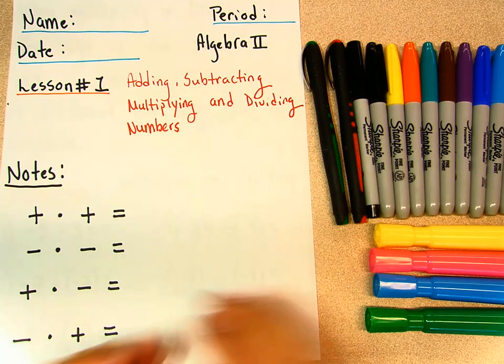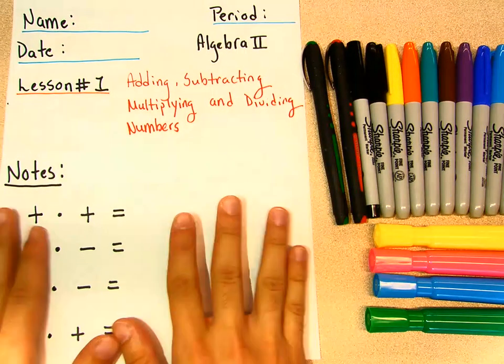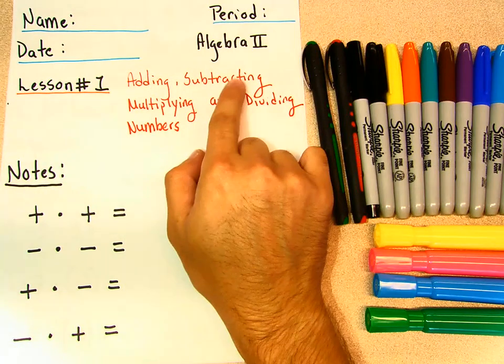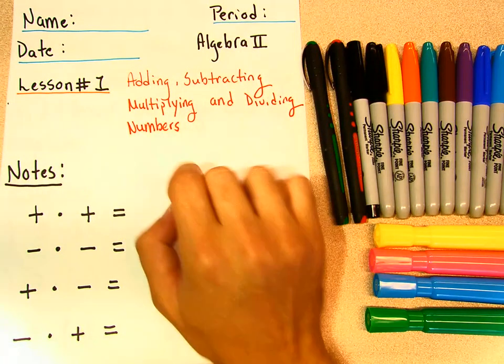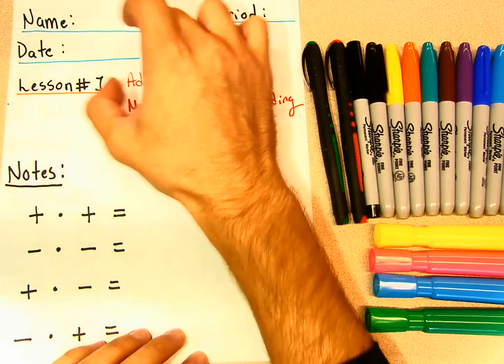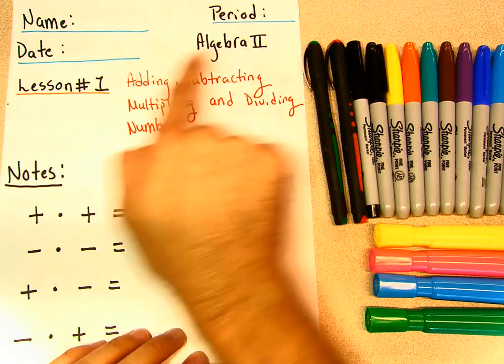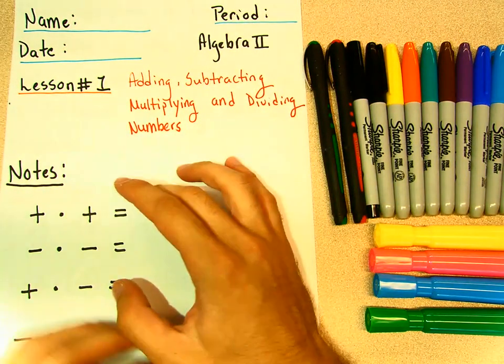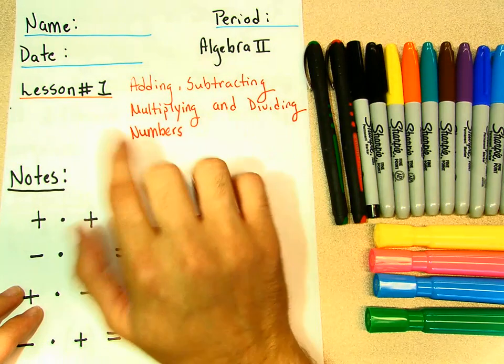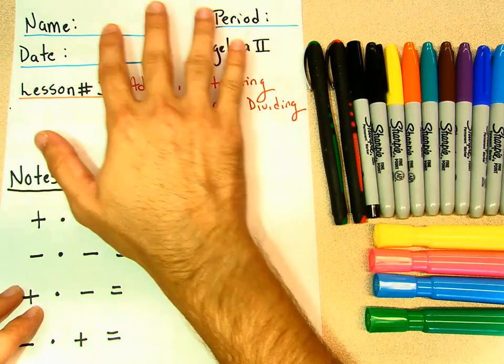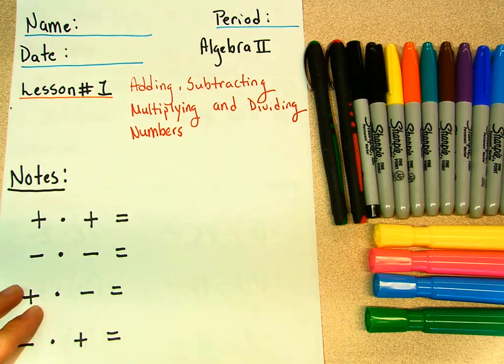All right, so, first lesson. Basics, right? Adding, subtracting, multiplying, and dividing numbers. What I want you to do is make sure your notes are nice and organized. Always name, date, period, Algebra 2, lesson 1, and here are the notes. This is what you should be pausing the video right now, have this down, and then we'll begin, okay?